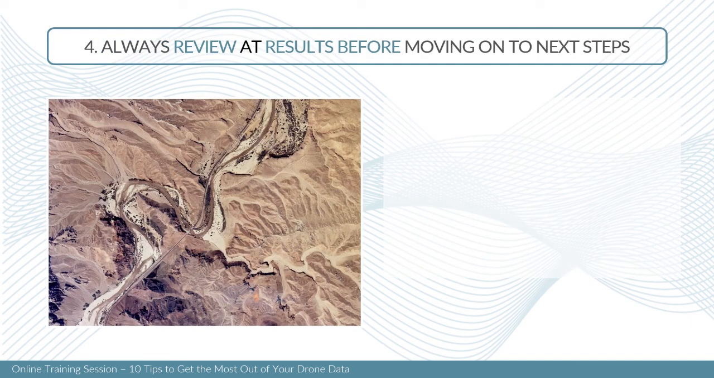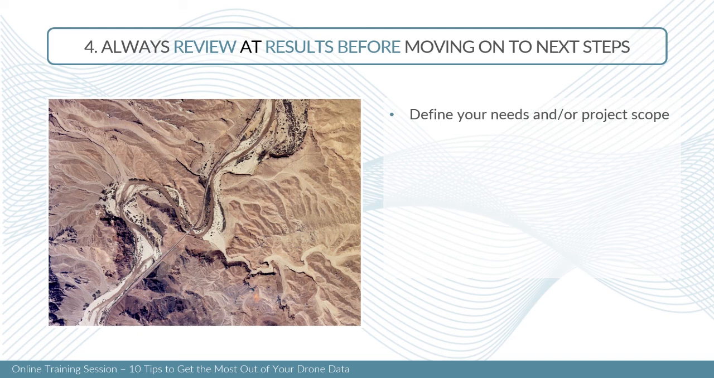Tip number 4, always review the aerial triangulation results before moving on to the next steps. The aerial triangulation step is one very important, maybe the most critical step of the processing, because that's where the software is going to refine the camera positions and calibrate the sensor. All the accuracy of the steps that happen after the aerial triangulation will depend on the aerial triangulation results. So it's very important to validate this step properly.